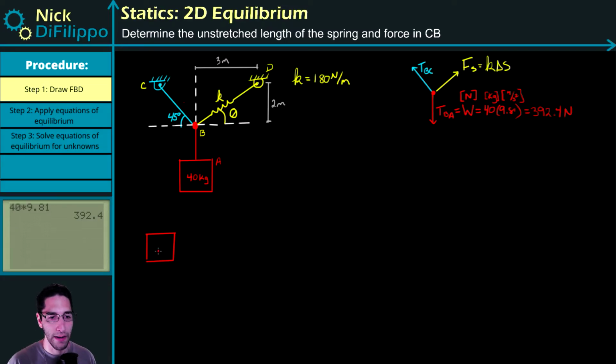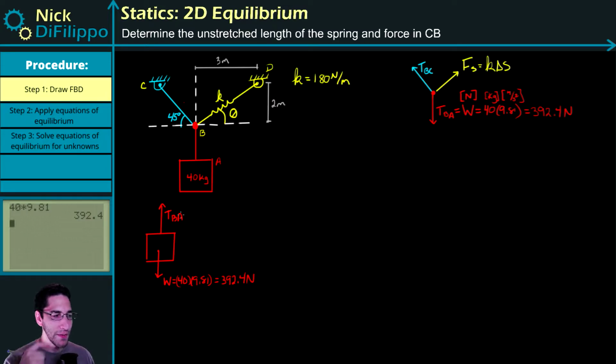On this block, I have a weight that goes down, right? It's that 40 times 9.81, so this is equal to 392.4 newtons. And I have this string that goes up. I know that it's the same string, so I'm going to just call it TBA.